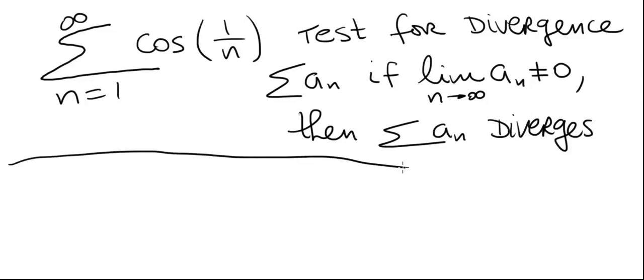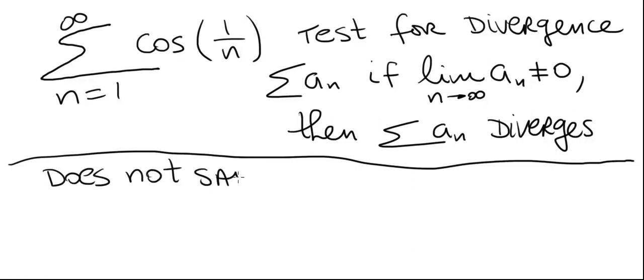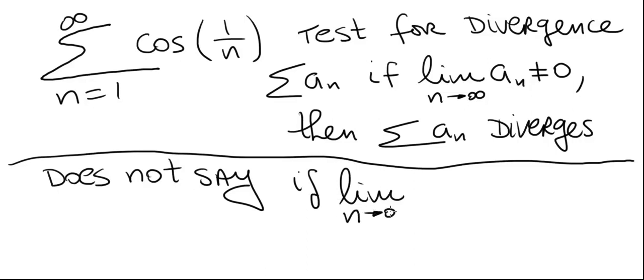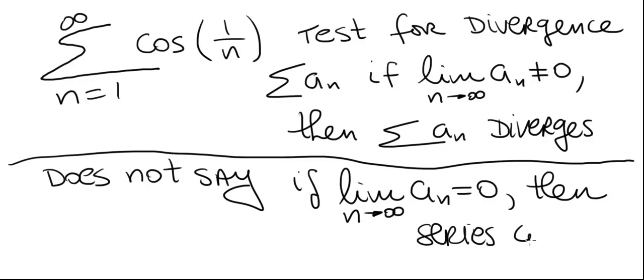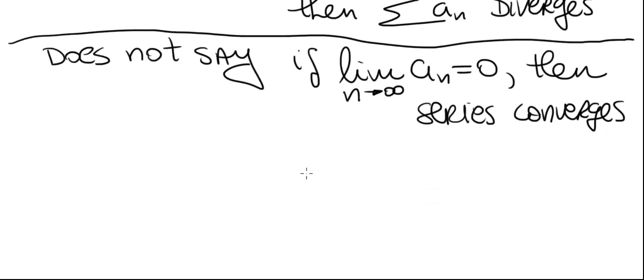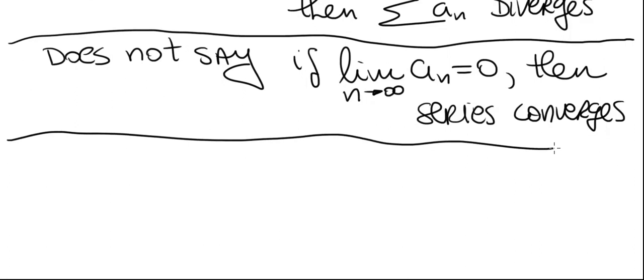But you have to be careful because sometimes people misinterpret it, and this is what it does not say. It doesn't say if the limit as n goes to infinity of an is 0, then the series converges. It may converge, but it may also diverge. So what you should say is, if the limit as n goes to infinity of an is 0, test for divergence is inconclusive, and we have to try something else, some other technique.